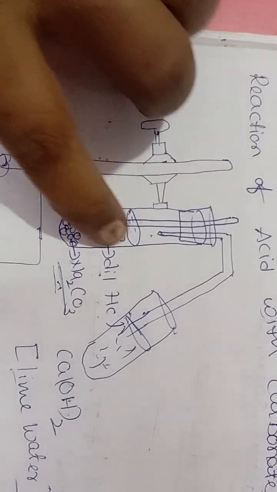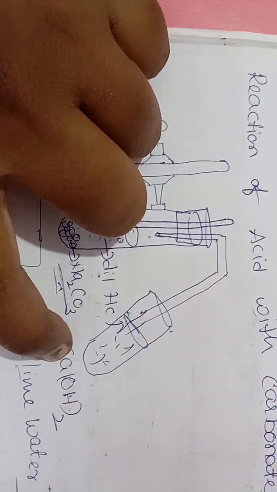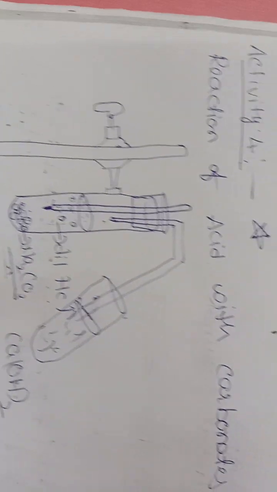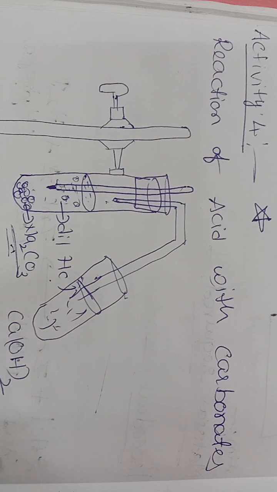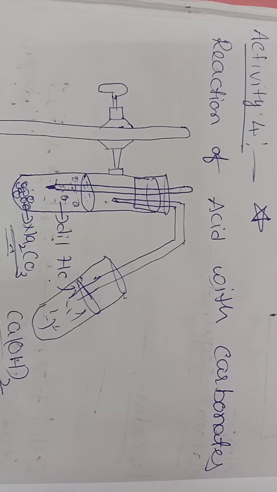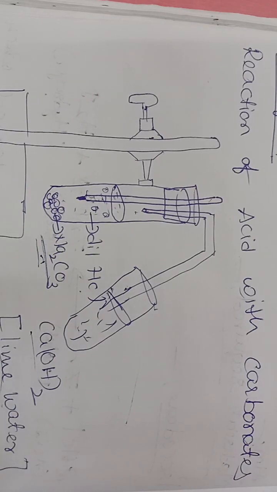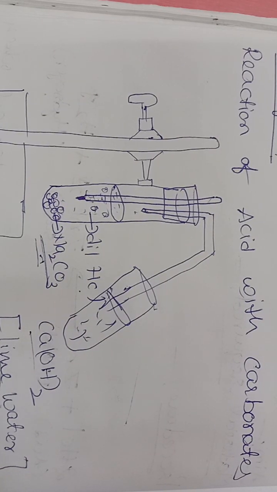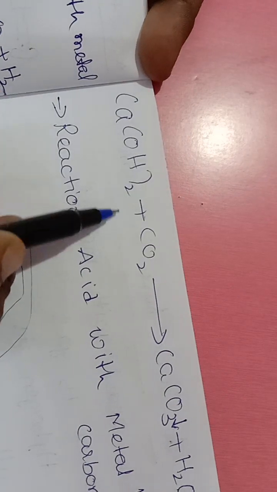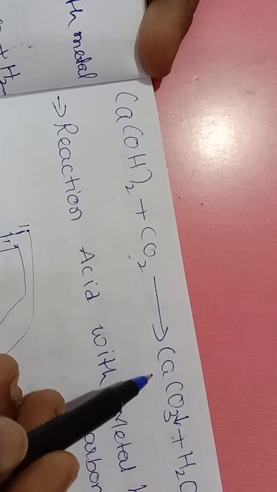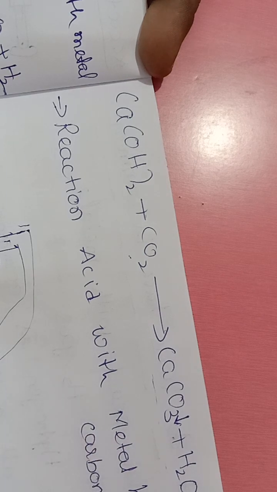Which is escaping from this delivery tube and going to the calcium hydroxide. Calcium hydroxide is a colorless solution, right? After reacting with carbon dioxide, it turns milky white. For testing carbon dioxide, we have two tests. The first one is reaction with lime water, which turns milky white. Or if you bring a burning matchstick, it puts off the flame. That is the second test, right?